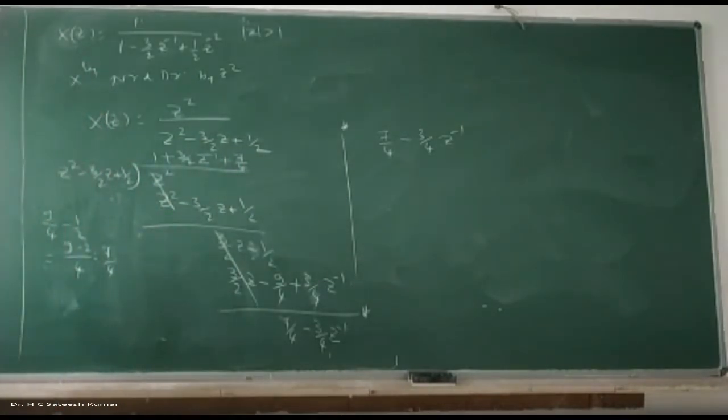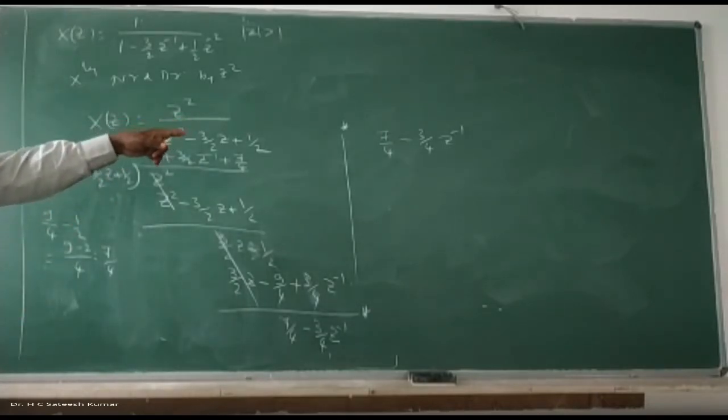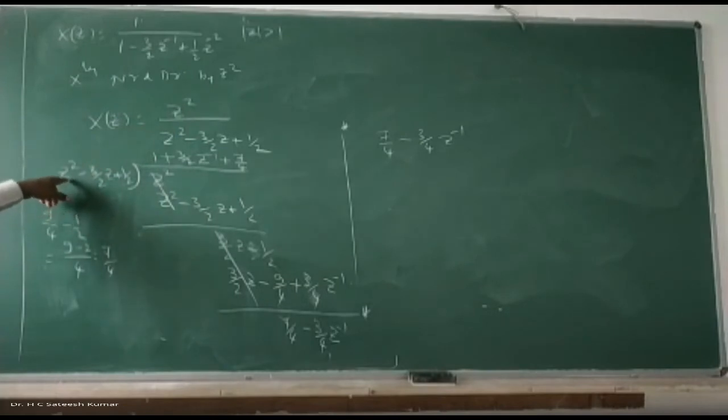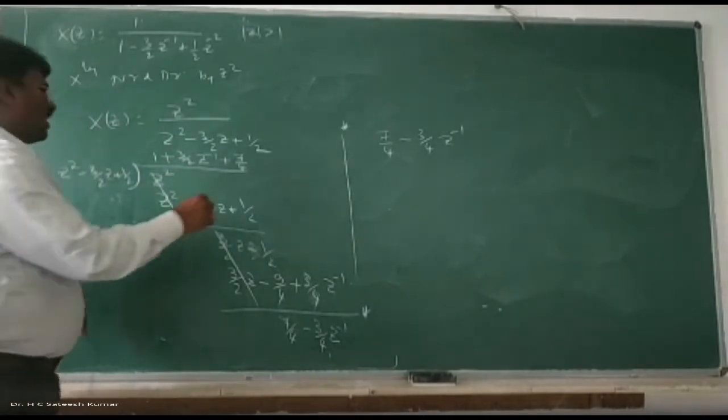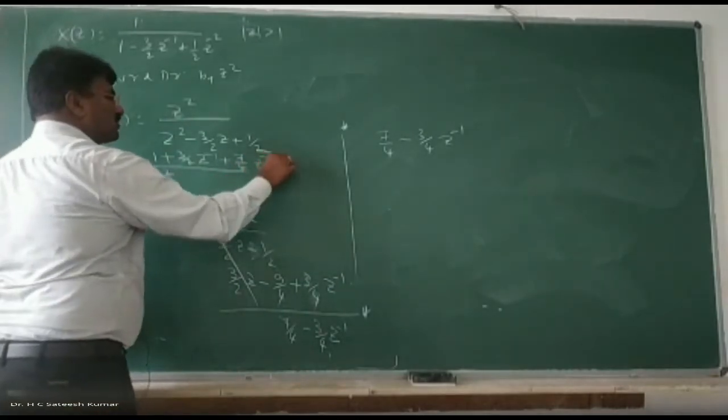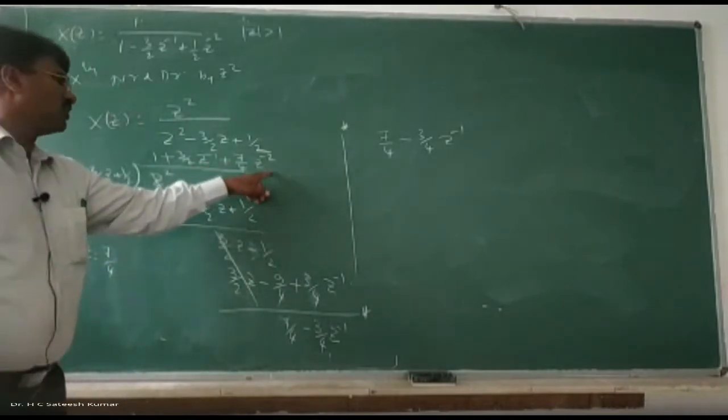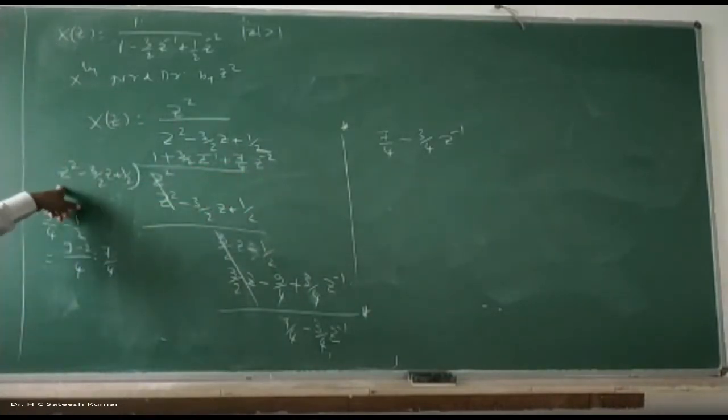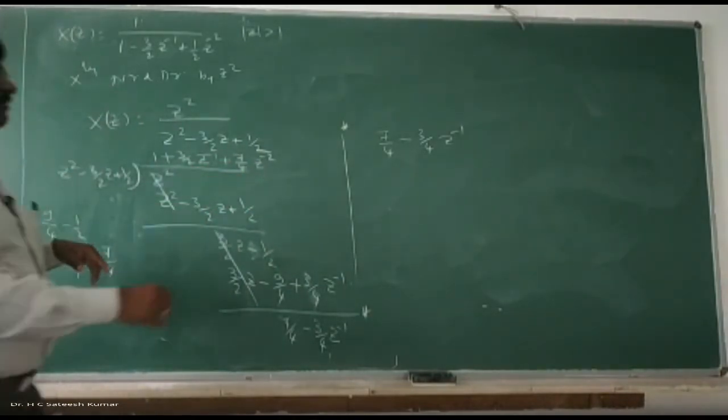If I want to get 7 by 4, I multiply by 7 by 4. And at the same time, I want to cancel out this z square. If you want to cancel that z square, what should I do? I should multiply by z to the power of minus 2. Now, 7 by 4 into z to the power of minus 2 is what? Z to the power of minus 2 into z square is 1. You will get 7 by 4.